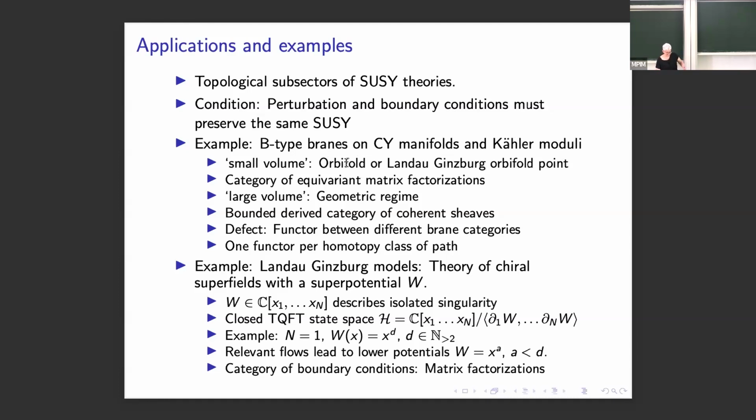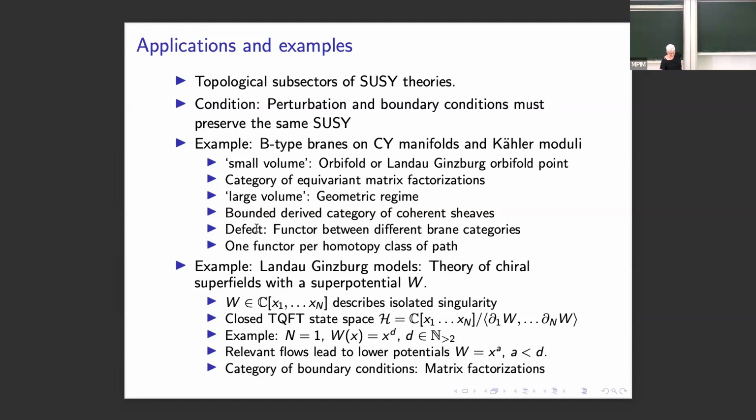You might object that, okay, let's say what this is. So from a small volume perspective, one would relate these branes to orbifold or Landau-Ginzburg branes, or the theory to orbifold or Landau-Ginzburg orbifold points. And the relevant category to look at would be a category of matrix factorizations or equivariant matrix factorizations. Then on the other hand, you may want to look at this category through the perspective of geometry, more appropriate at a large volume perspective. And then you would relate it to a bounded derived category of coherent sheaves.